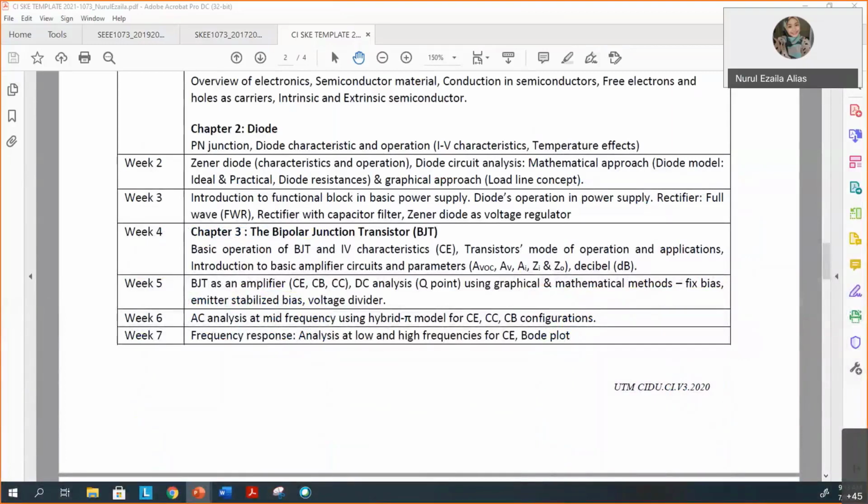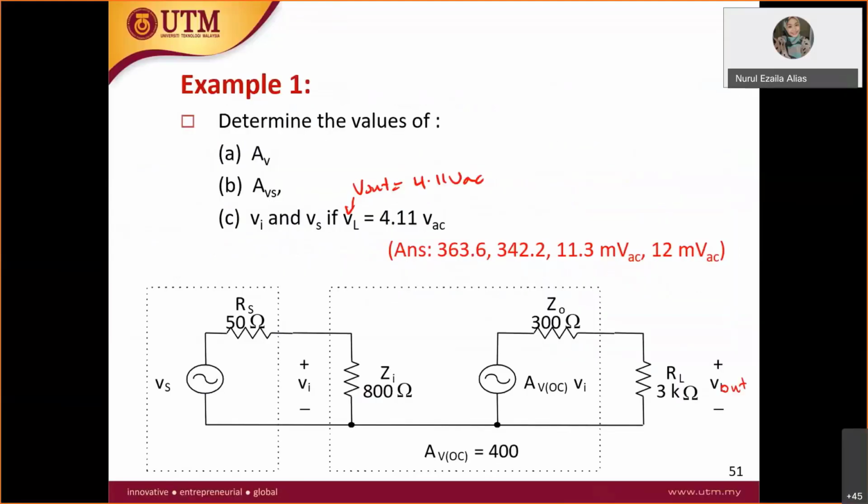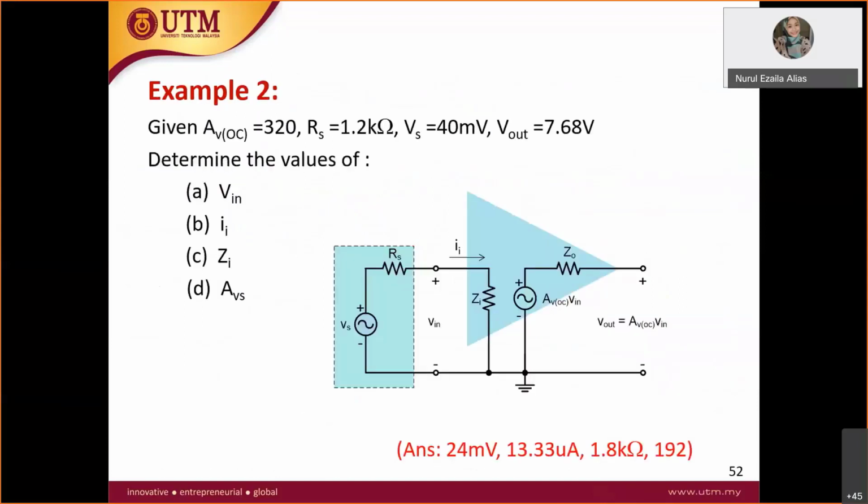So let's continue. This one is for the voltage gain. For the voltage gain, it doesn't involve anything with current. So for example 2, it has a current.